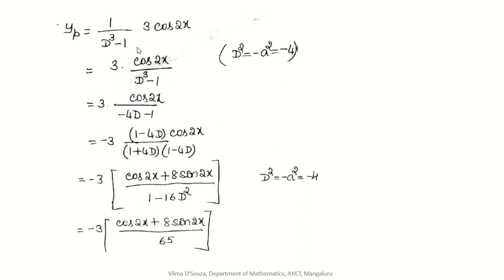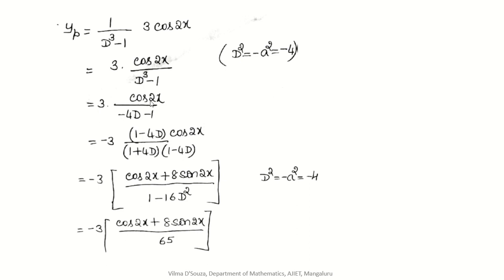Substitute here, but you can observe that you have D cube. You don't have D square, but you have D cube. So can you write D cube as D square into D? Whereas D square is minus 4, D you write as it is. So let me explain again. D cube is equal to D square into D, which is minus 4 into D. So this becomes 3 into cos 2x by minus 4D minus 1.